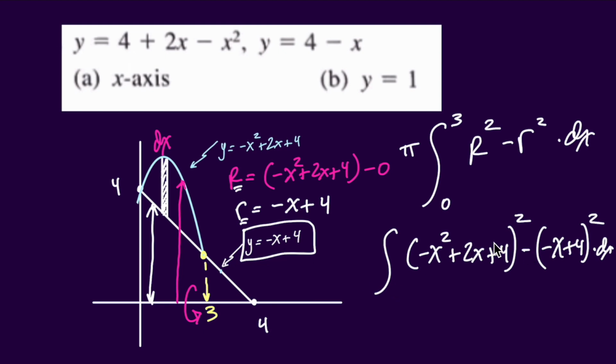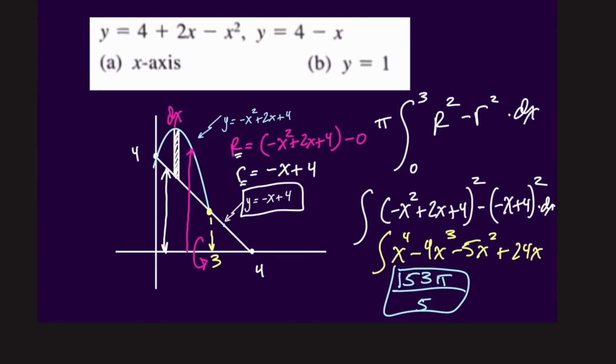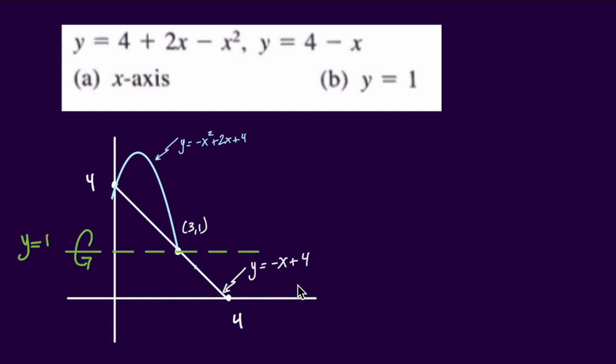When we FOIL both of these and combine like terms, we're going to end up with x to the 4th minus 4x cubed minus 5x squared plus 24x. And when you take the antiderivative and evaluate that from x equals 0 to x equals 3, your final answer for the volume is going to be 153 pi over 5.